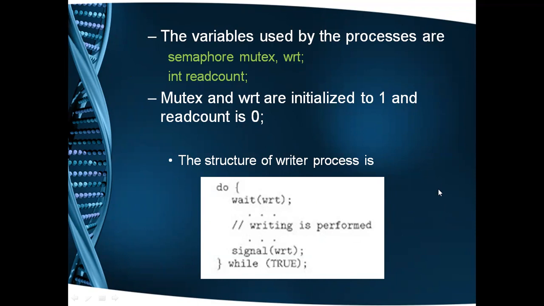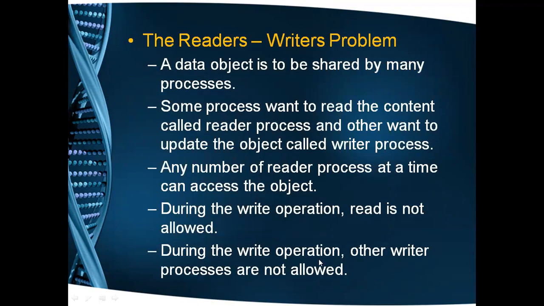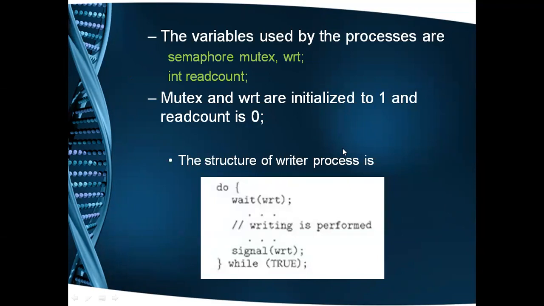In this code, we are going to ensure the third condition: during one write, another write is not allowed. Take for example that we have 2 writer processes. Suppose the first writer process is going to modify the value of that data item. It executes this code, a do while loop. The first statement is wait of write. Write is a semaphore variable, initially 1. During wait of write, since it is positive, the first process is allowed to perform the write operation. At the same time, write is changed to 0.